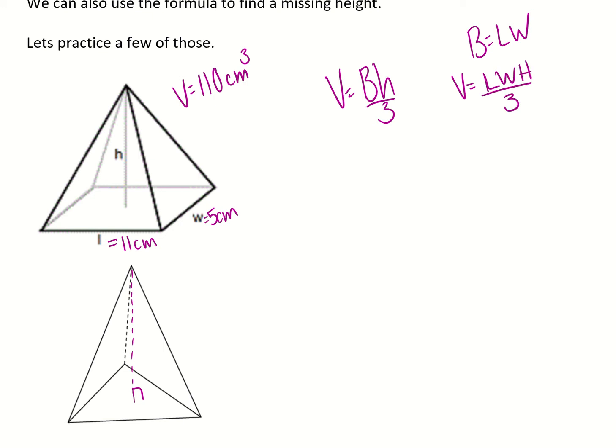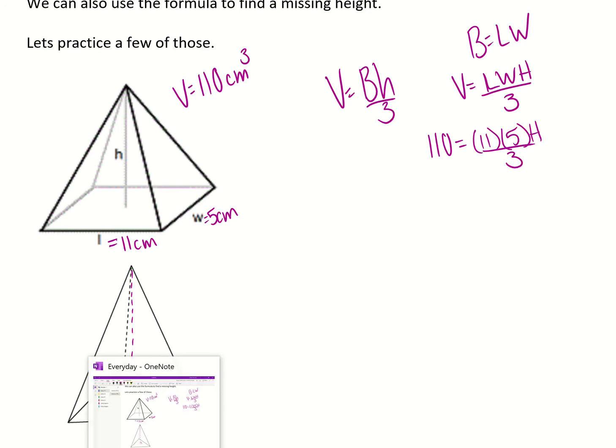Now I'm going to substitute in everything that I know. So I know that volume is equal to 110. My length is 11. My width is 5. I don't know what my height is, but I do know it's divided by 3. So now I just have to solve for h. And we've done this before. It's kind of just working the problems backwards.